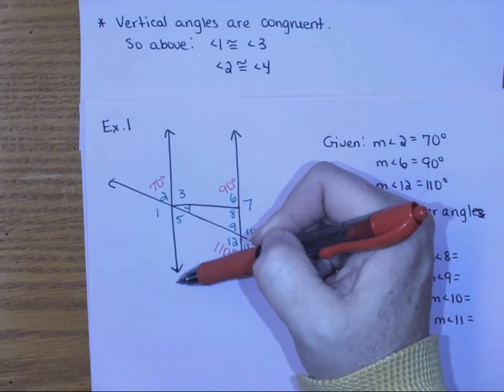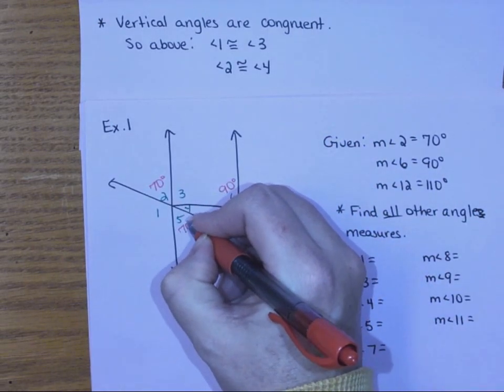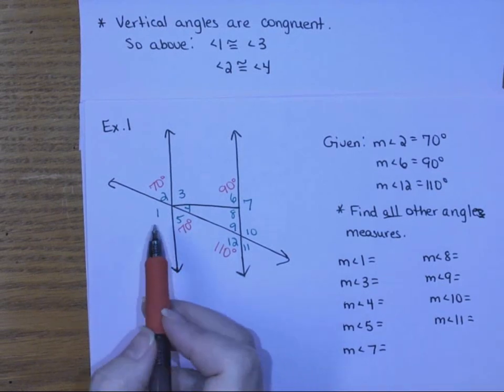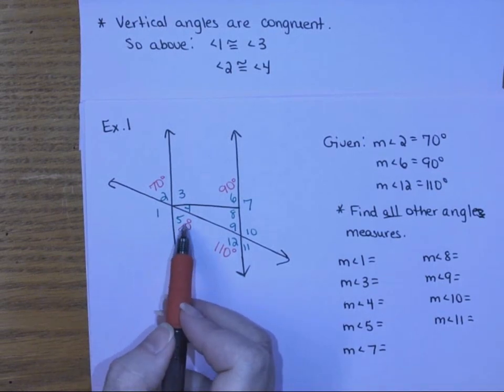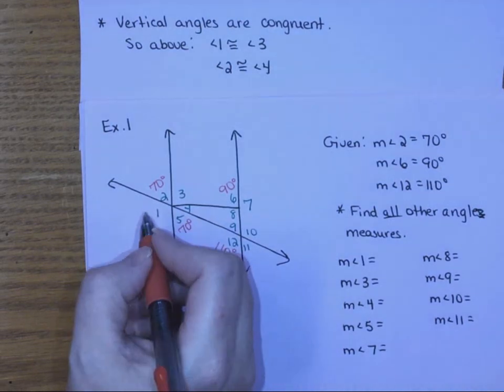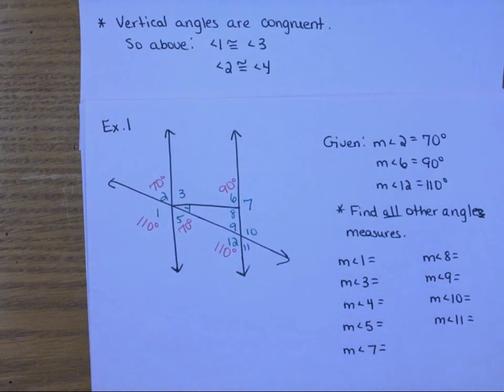So notice this and this cross each other, which means 2 and 5 are vertical angles. So if 2 is 70 degrees, so is 5. Okay, but then notice 1 and 5 are supplementary to each other, right? They form a line between the two of them. So if we did 180 minus 70, we'd get 110.